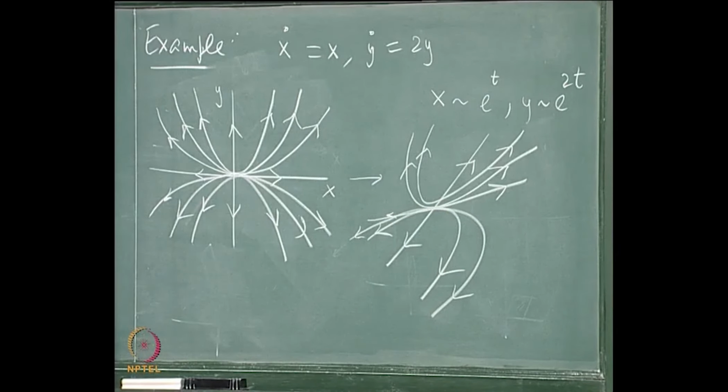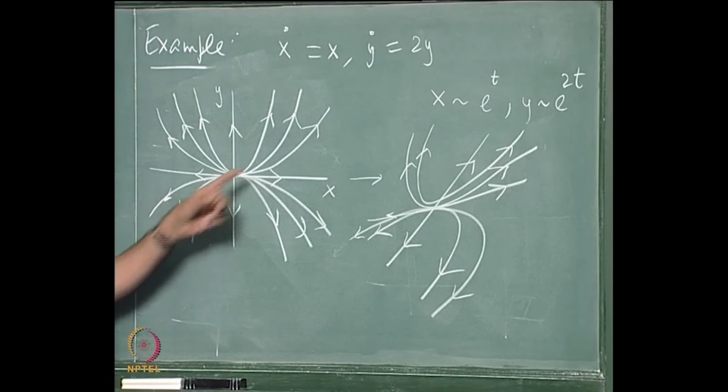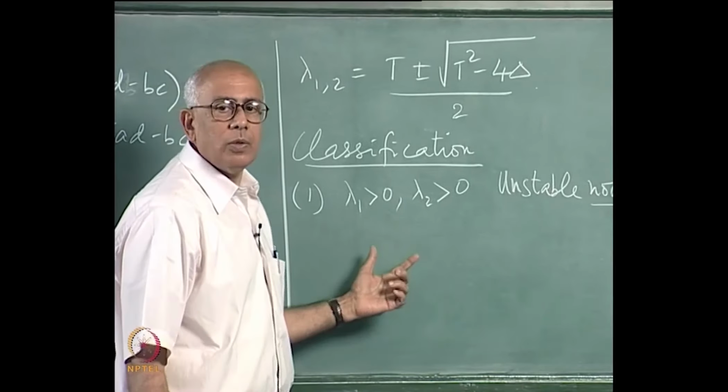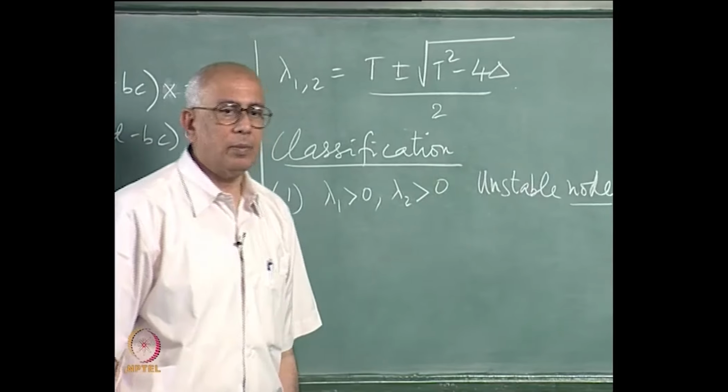So the moment I see a flow pattern of this kind, I know it is an unstable node, and it is just found from this simple case by a linear transformation of coordinates of this kind. And therefore, we assert that both eigenvalues positive corresponds to an unstable node.